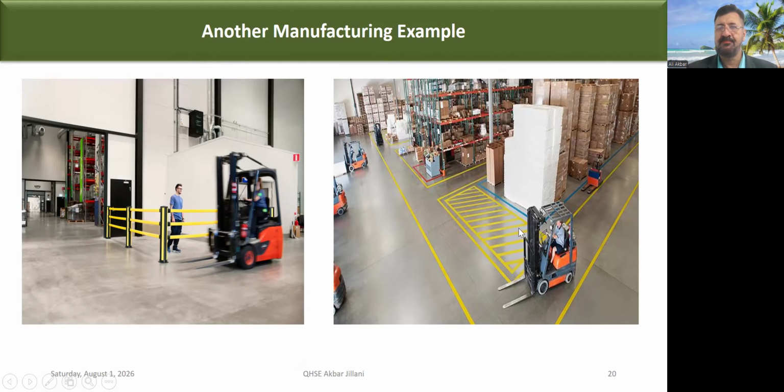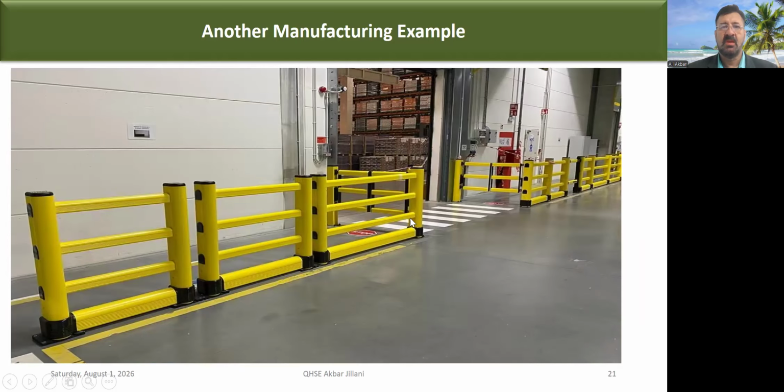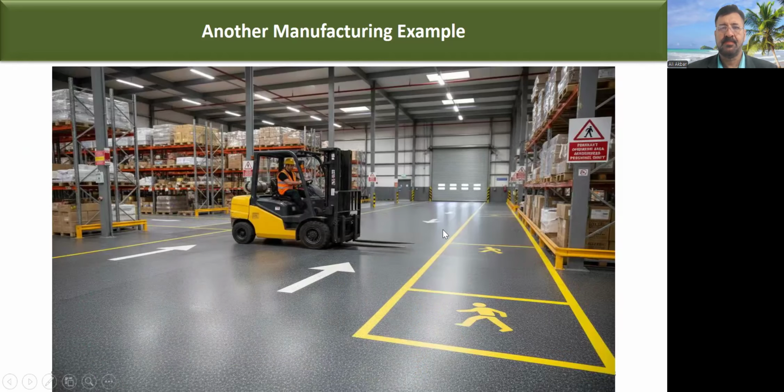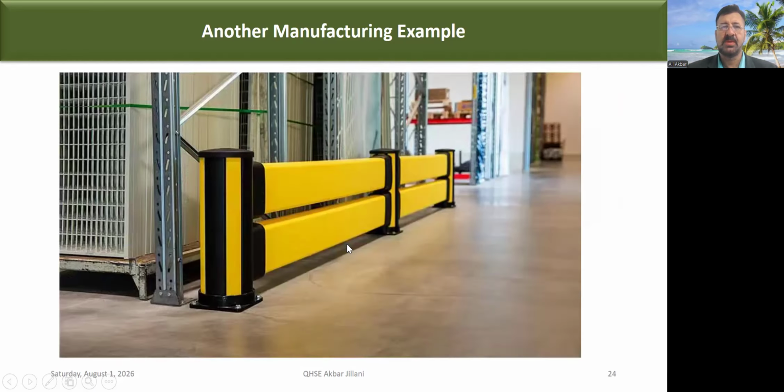See here, the walkway is separated here. See again, if we have it like this, so this is reasonably practicable. Like see, again, this is the way for the pedestrian. This is for the forklift movement. See this here.